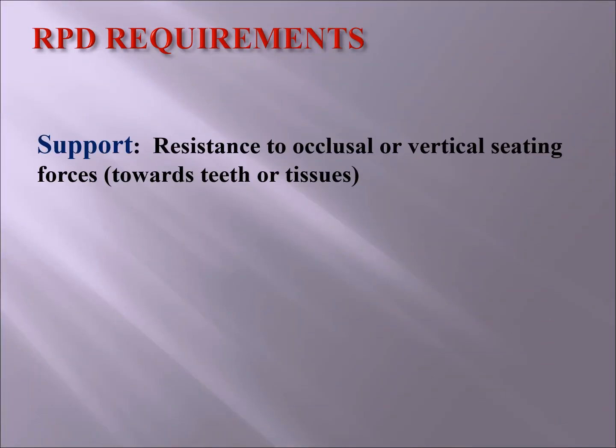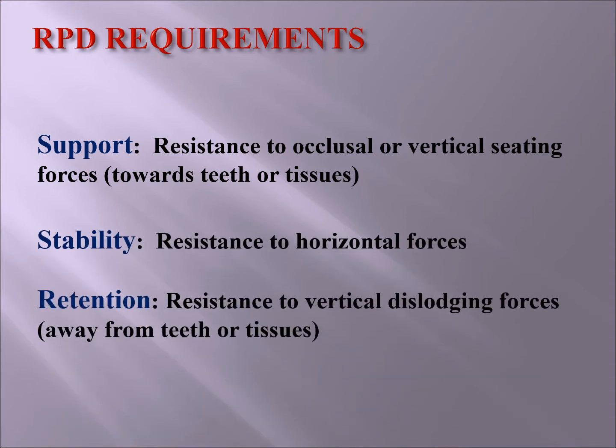Now, generally, any removable partial denture should fulfill certain requirements to be successful. First of all, it has to have proper support, which is resistance to occlusal or vertical seating forces towards the teeth or tissues. It has to have good stability, which is resistance to horizontal forces, and retention, which is the resistance to vertical dislodging forces away from teeth or tissues. So the components of the removable partial denture should provide these three requirements. Some of them might provide one or two of these requirements actually.